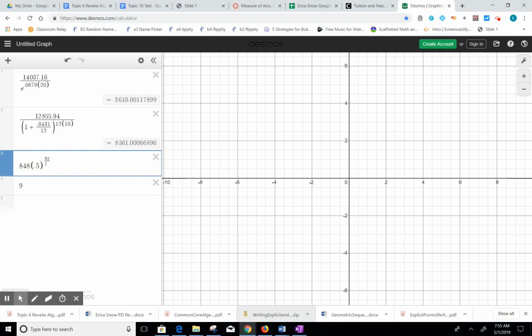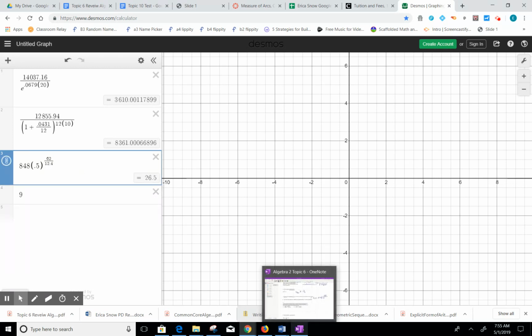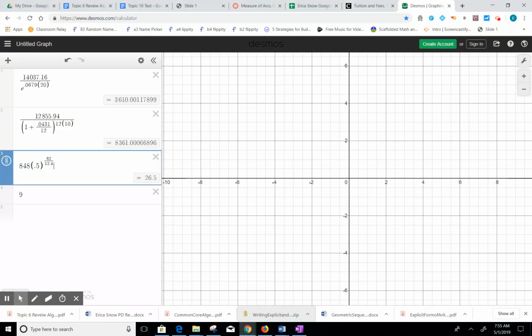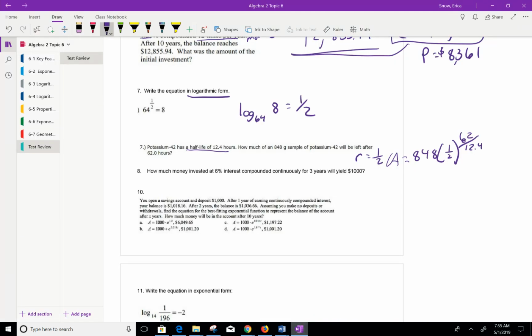62 over 12.4. So we'll check that. Yep, we're there. And you'll notice that there is 26.5 grams left. So our amount left is 26.5 grams.